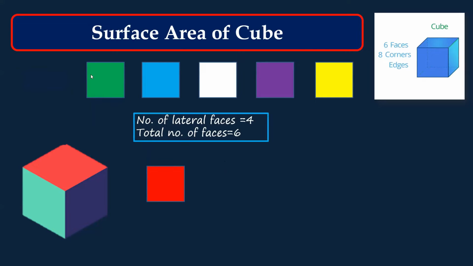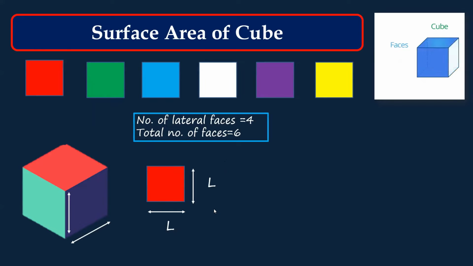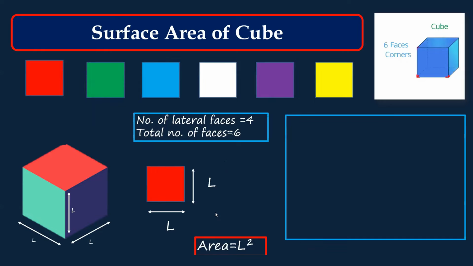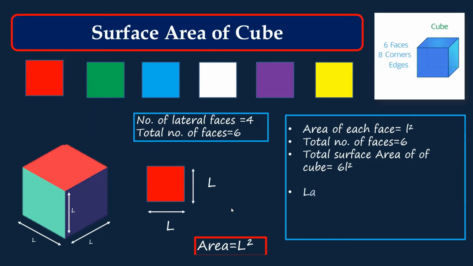If I take one of the faces and calculate its area, that is equal to L into L, that is L square. Here we can write the area of each face equals L square and the total number of faces equals 6. Therefore, the total surface area of the cube is 6 into L square, that is 6L square. And the number of lateral faces is 4. It means that the lateral surface area of the cube is 4L square.